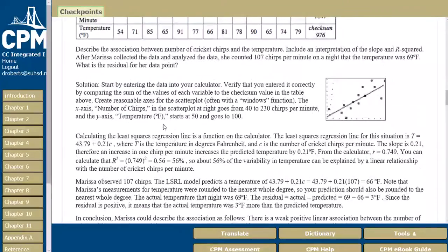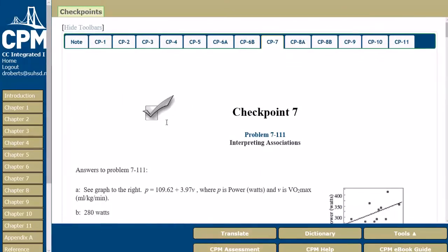So that's, now, where did this start? This probably began probably in chapter 3 or 4. That's when we first started talking about association and how we interpret them.